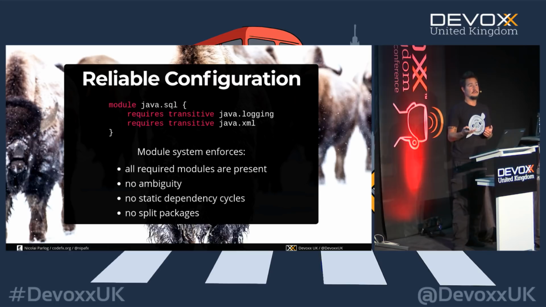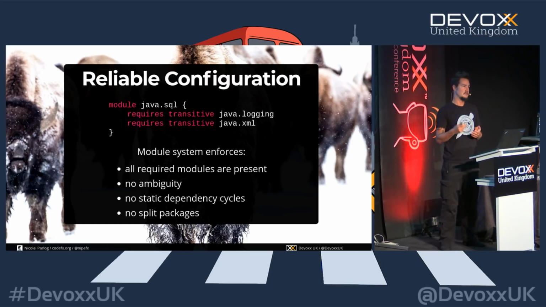There can be no ambiguity. You cannot have two jars claiming that they are the same module. You cannot have static dependency cycles, which some people think is too strict a rule. And you cannot have split packages. We're going to look at what exactly that means later.